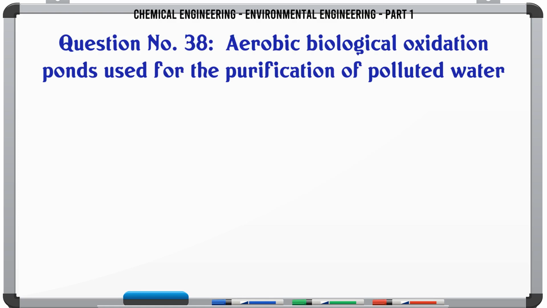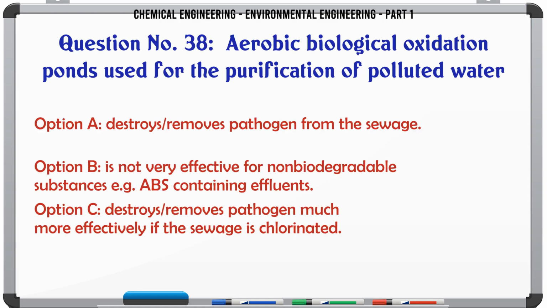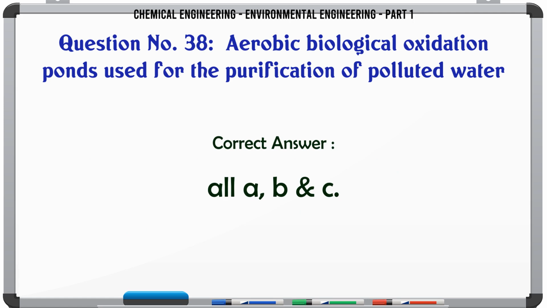Aerobic biological oxidation ponds used for the purification of polluted water: A. Destroys, removes pathogen from the sewage. B. Is not very effective for non-biodegradable substances, e.g. ABS containing effluents. C. Destroys, removes pathogen much more effectively if the sewage is chlorinated. D. All A, B and C. The correct answer is all A, B and C.